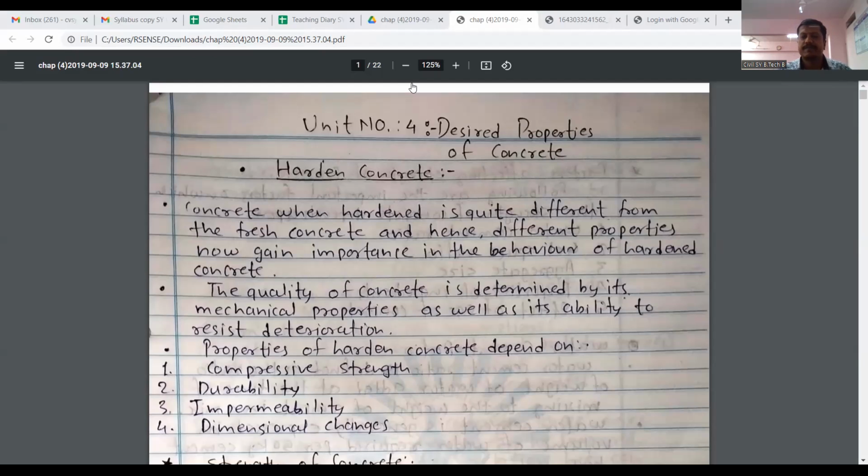Any more questions? No, somebody, Mayur I think, has given me the formula for modulus of elasticity. Any more questions from your end?